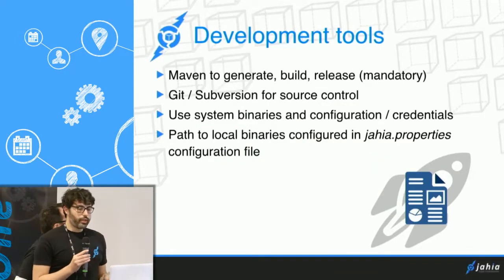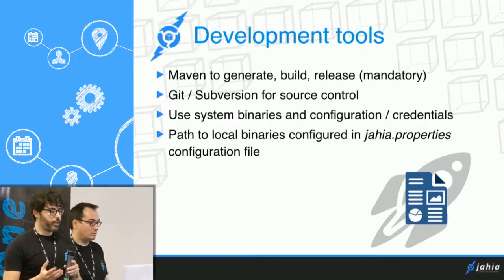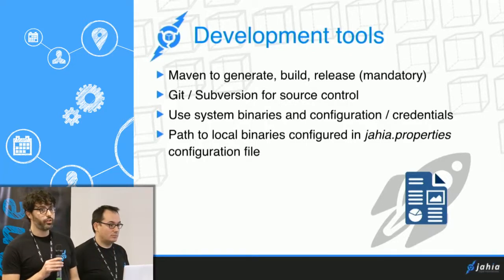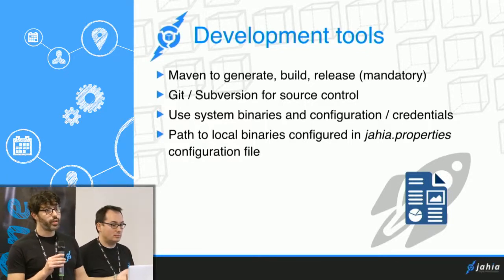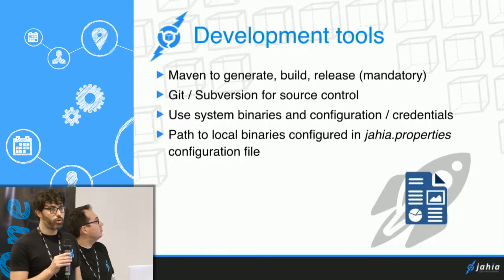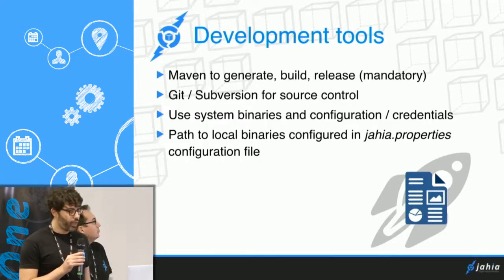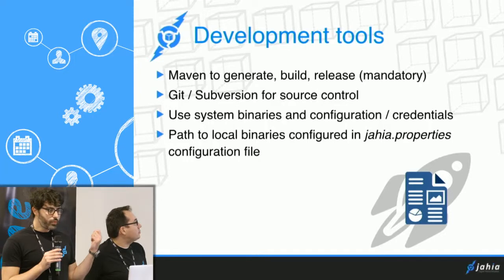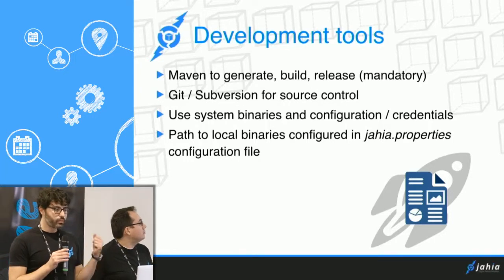So let's look a little bit at the different development tools that we support and that we interact with. There's Maven. You saw that in action in the previous presentation. Maven to generate, build, and release your modules. That's mandatory. We can't do without Maven. There's no way to do any module development without Maven. Git and Subversion for source control. We're going to see that in action in a minute.